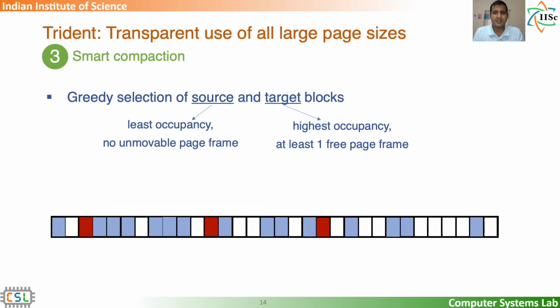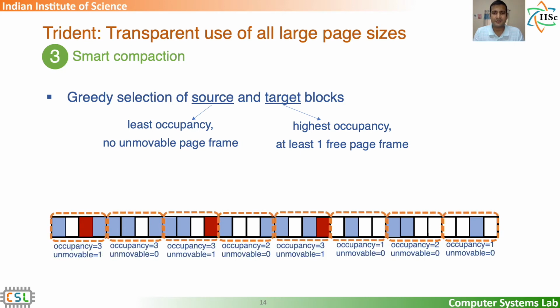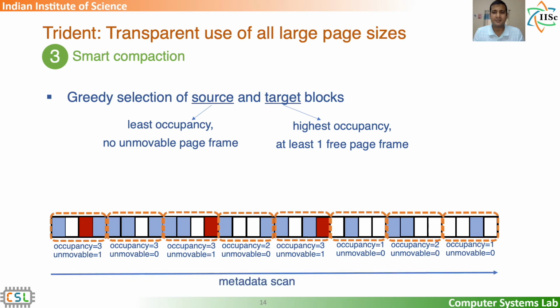Trident is more prudent in its approach. What we do is, we maintain 2 counters for each 1 GB block. One counter captures the occupancy of the block and the other counts how many unmovable page frames are present within that block. When we want to compact memory, we simply scan this metadata to greedily select the source and target blocks. The source block is the one with least occupancy and no unmovable data, while the target is the one that is most populated but has at least one free page. This way, we copy the minimum amount of data possible at any moment.